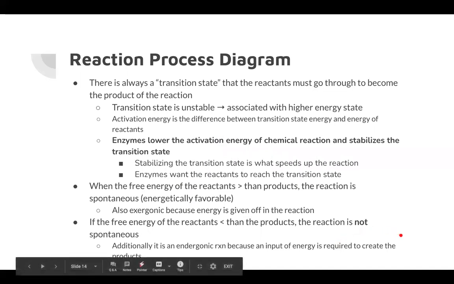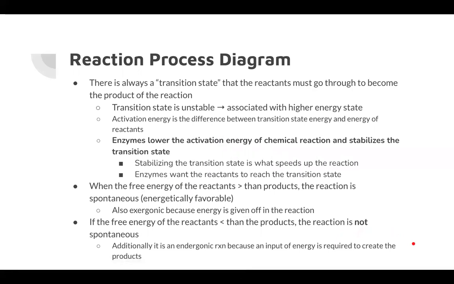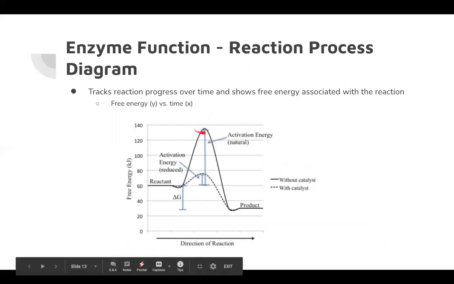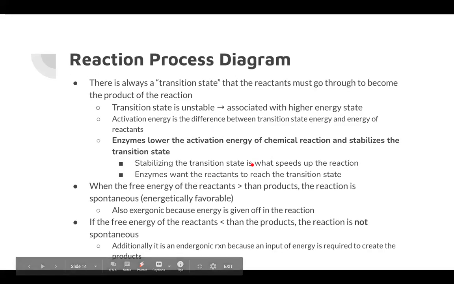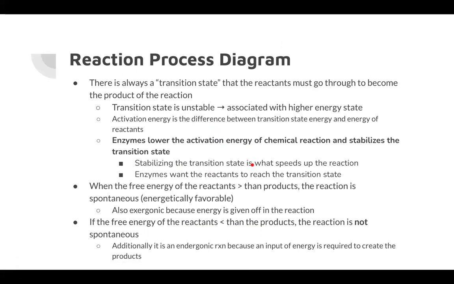Okay, I'll continue. So just like I said in the other diagram, there is a transition state that the reactions must go through to turn into the product of the reaction. And a transition state is just the top of the hill. So this area, in this area. And the transition state is highly unstable and it's a high energy state. And the activation energy is the difference between the transition state and the energy of the reactants.